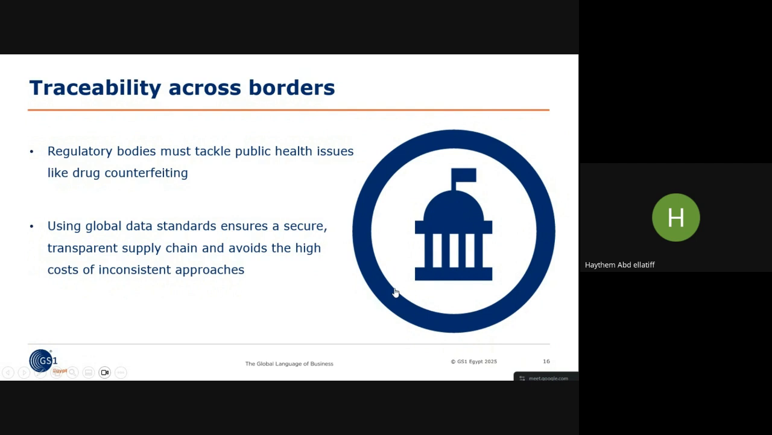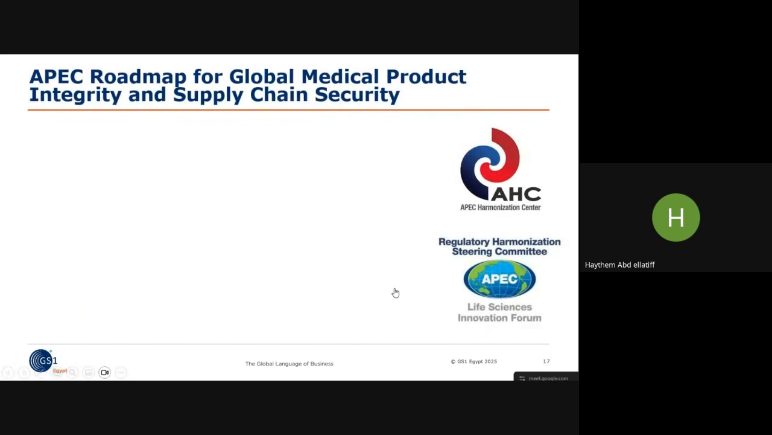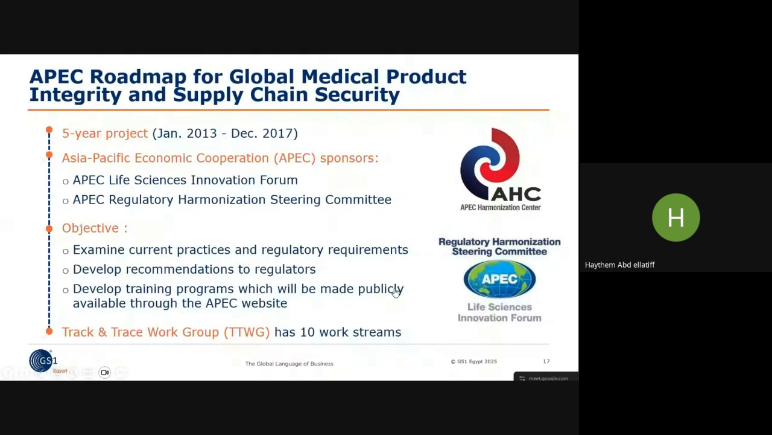Also, traceability is for the regulatory body, and it's traceability across the board. It's not just local for countries, but also abroad, for the countries to have some visibility and enhance the commercial side together. This is for the safe supply chain, and the key recommendation, or the roadmap, for the countries.